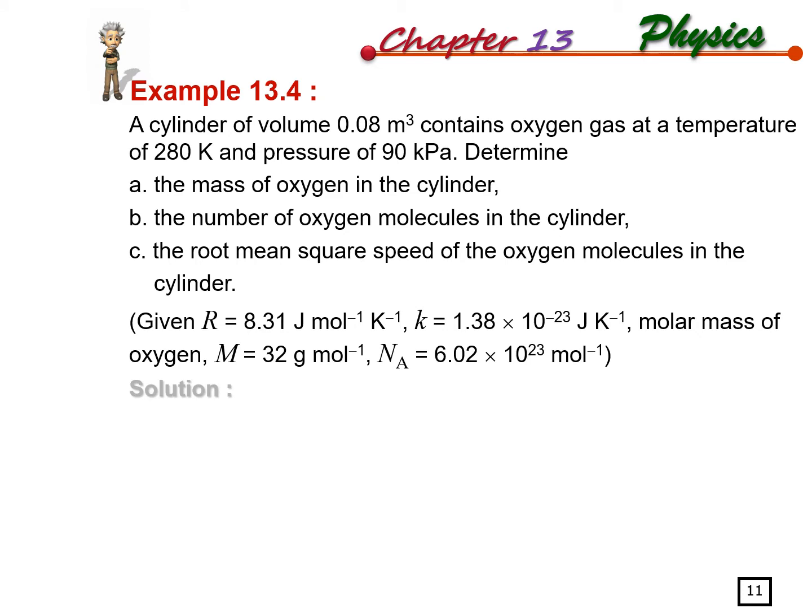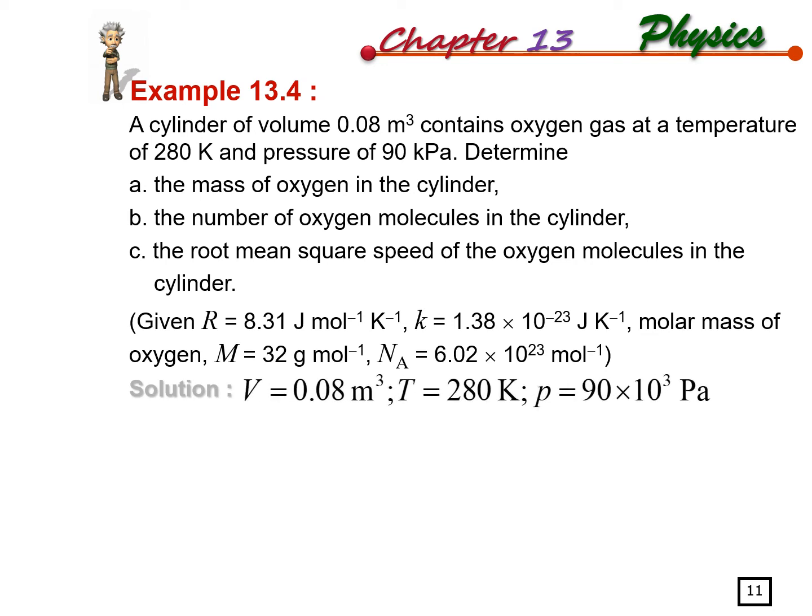Example 13.4. A cylinder of volume 0.08 meter cubed contains oxygen gas at a temperature of 280 Kelvin and pressure of 90 kilopascals. They want us to determine the mass of the oxygen in the cylinder, the number of oxygen molecules in the cylinder, and then the root mean square speed of the oxygen molecules. Given are the constants R, k, the molar mass of 32 grams per mole, and the Avogadro constant.